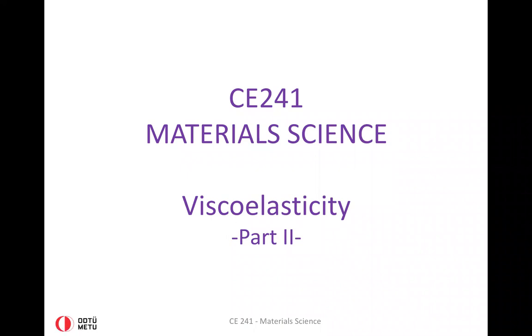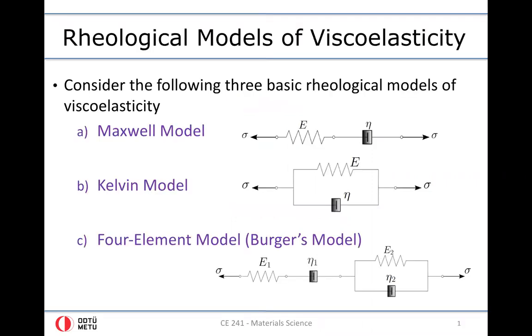In this video lecture, we will continue the chapter on viscoelasticity, where we will discuss the three fundamental models of viscoelasticity, namely the Maxwell model, the Kelvin model, and the four-element model, also known as Berger's model. So in the Maxwell model, the spring and the dashpot, also known as the Hookean element and the Newtonian element, are connected in series.